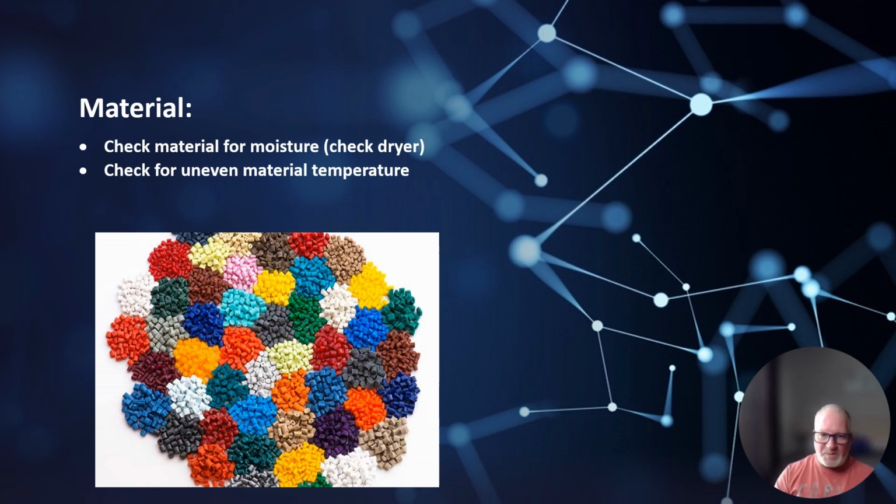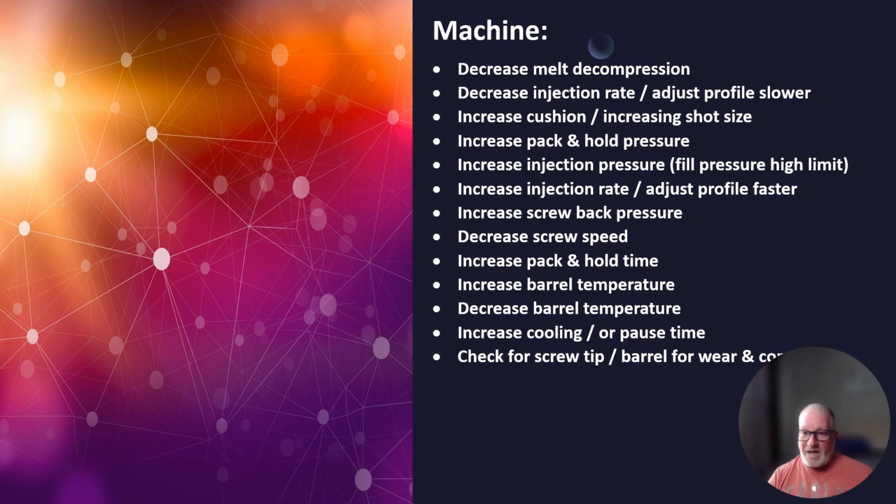If you have an absorbent material that absorbs moisture out of the atmosphere, then you want to make sure you dry that material. It's an amorphous material is what they call that. Check uneven material temperature. So check your temperature. Do like a melt test or something and check to make sure it's working correctly. Check your barrel temperature. Maybe something along those lines. You never know.